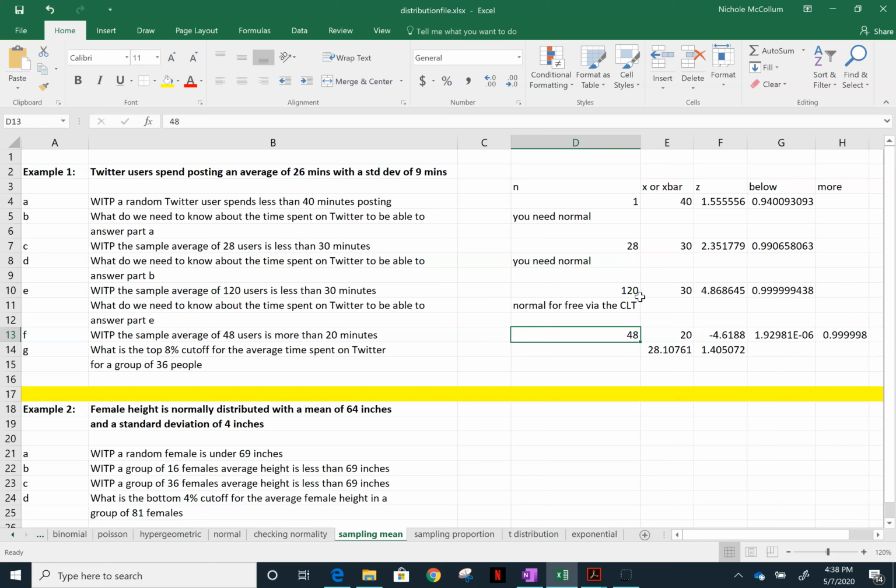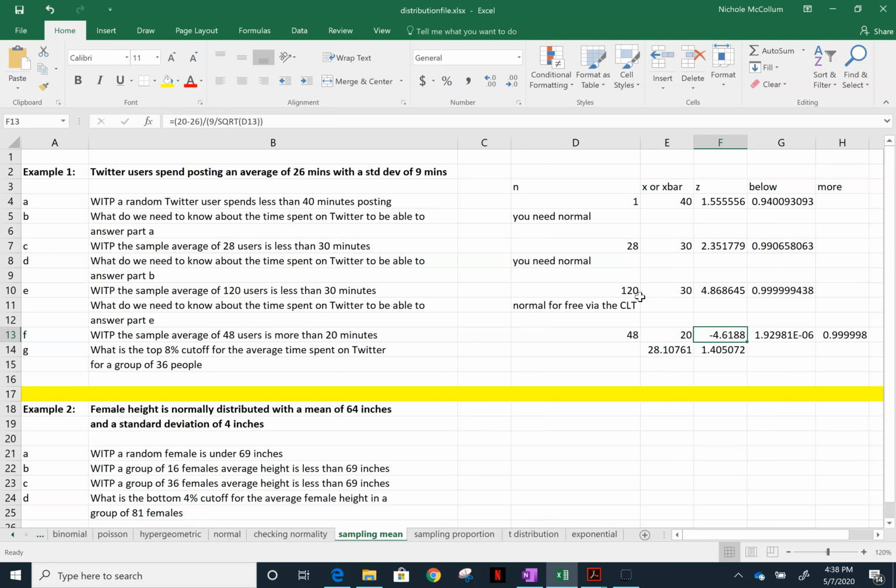All right, let's do this in Excel. So we have 48 users, that's N. The cutoff is 20 minutes. How do I calculate the z-value? Well, you calculate the z-value like you always would. It'd be X bar minus the national mean divided by the old standard deviation over the square root of the sample size. And that's why I got negative 0.46.